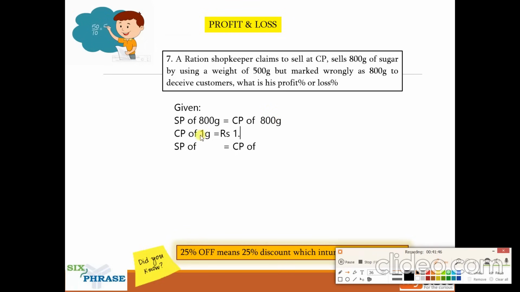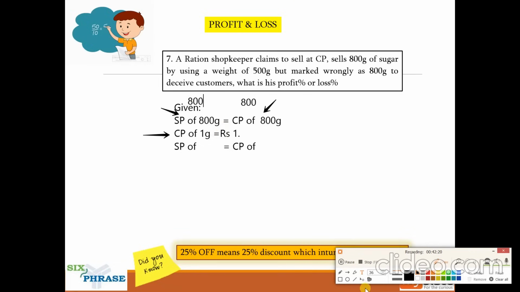Now, what does it mean? If the cost price of 1 gram is rupees 1, the cost price of 800 grams will be rupees 800. So the selling price of 800 grams also will be rupees 800. Okay, that is what he is claiming. He is claiming the cost price of 800 grams is rupees 800, so I will also write here 800 rupees. What does he claim? He also claims that the selling price is also 800.